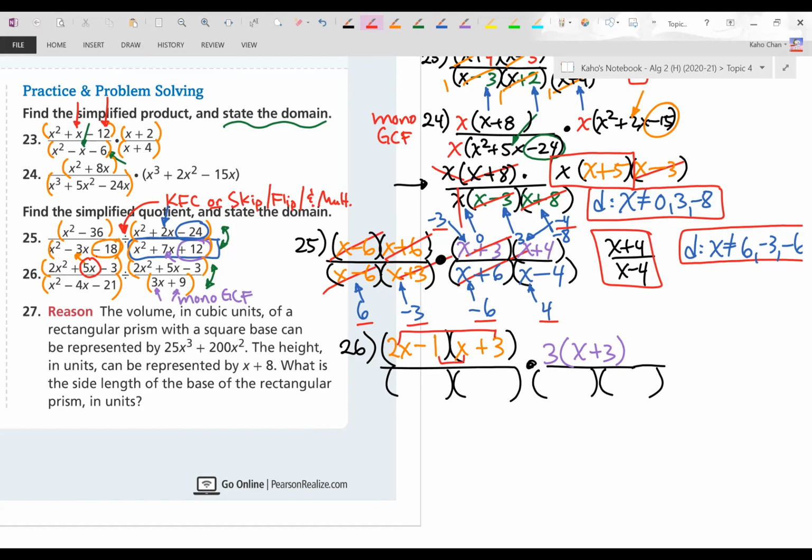Next one, x squared minus 4x minus 21. That can be factored. 1 times 21, nope. 3 times 7, yeah. One's positive, one's negative. There it is. 2x squared plus 5x minus 3. That one's a little crazy. That's one that's going to go downstairs.